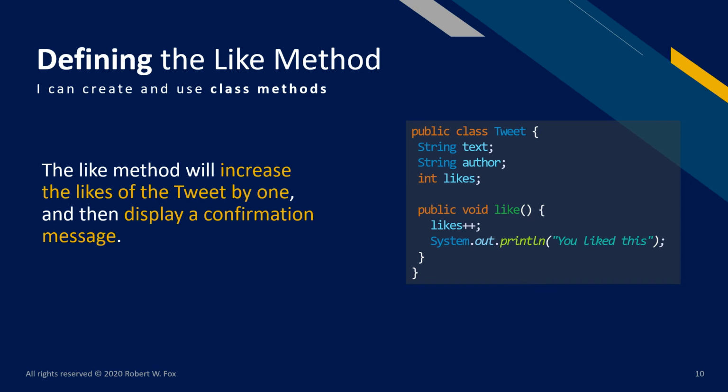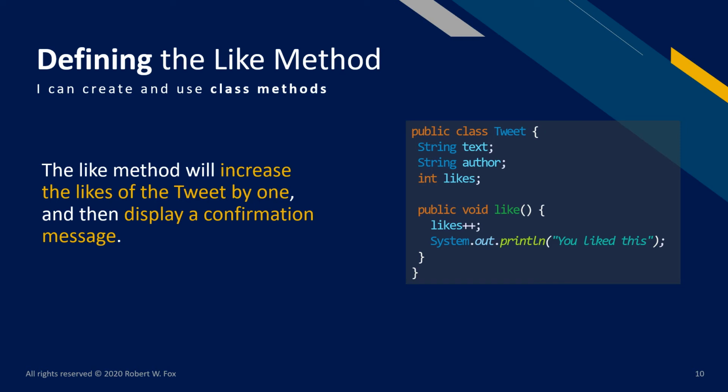On this screen, I've implemented the like method. Notice that the behaviors of the class, the methods, go below the instance variables. So our instance variables are still up here at the top, and our like method is now down here below. We'll talk about what public means later, so we won't worry about that. But notice that the method is void. I don't intend for this one to return a value, and also notice that it takes no parameters. So we have empty parentheses.